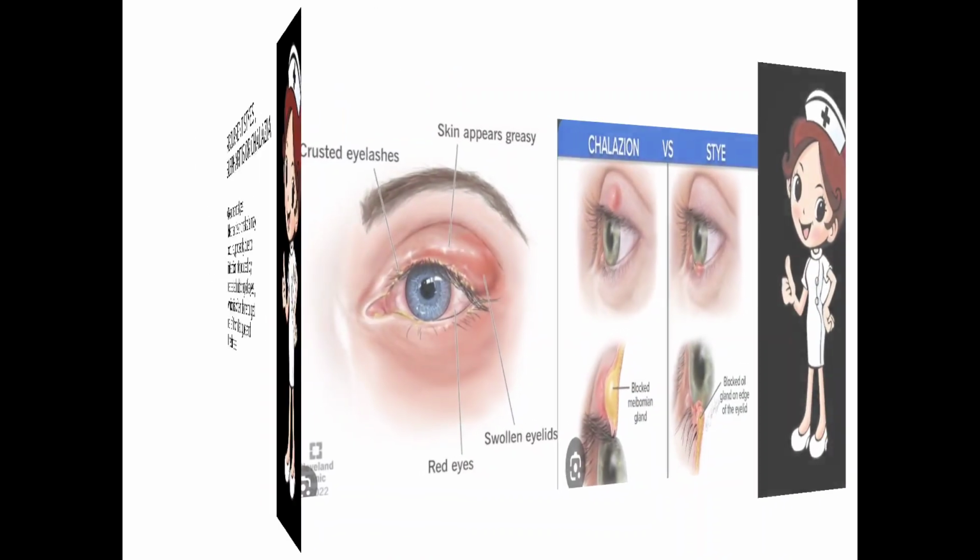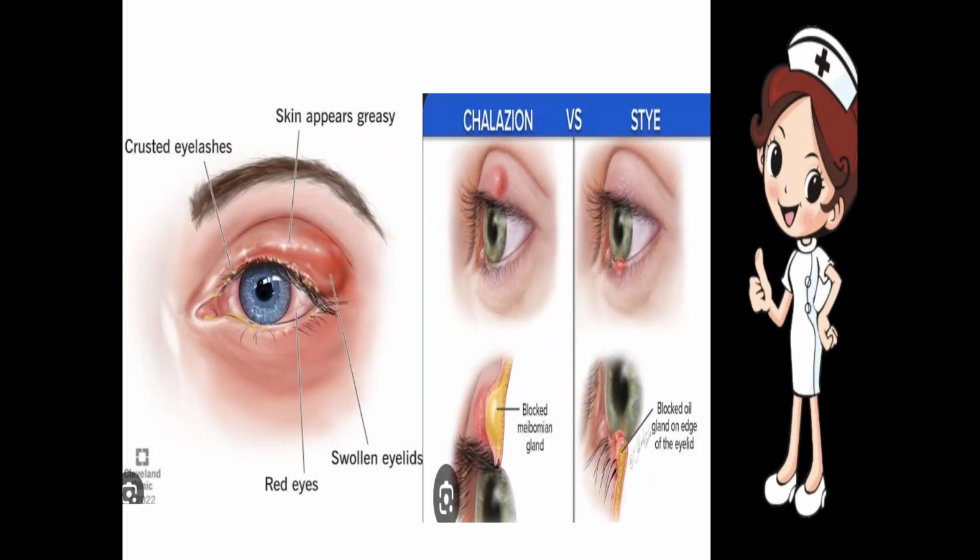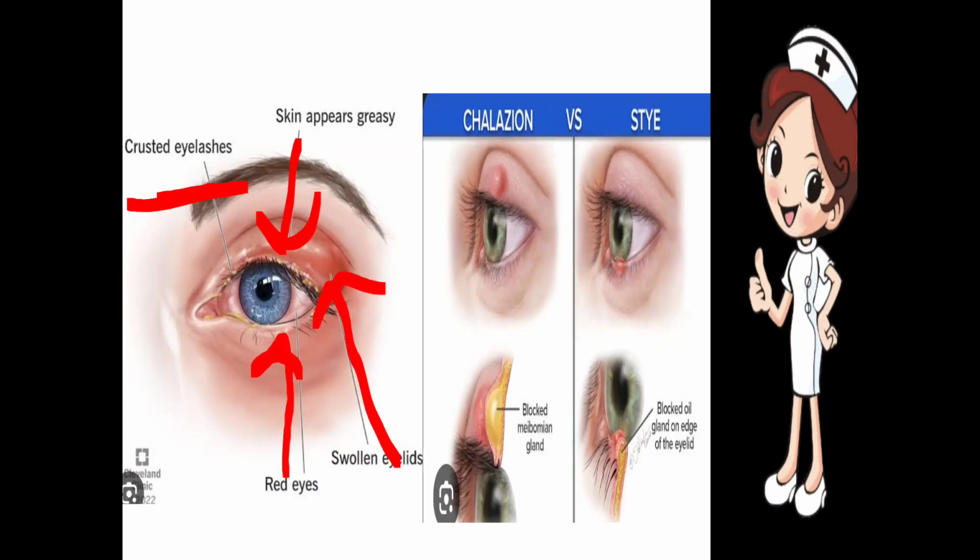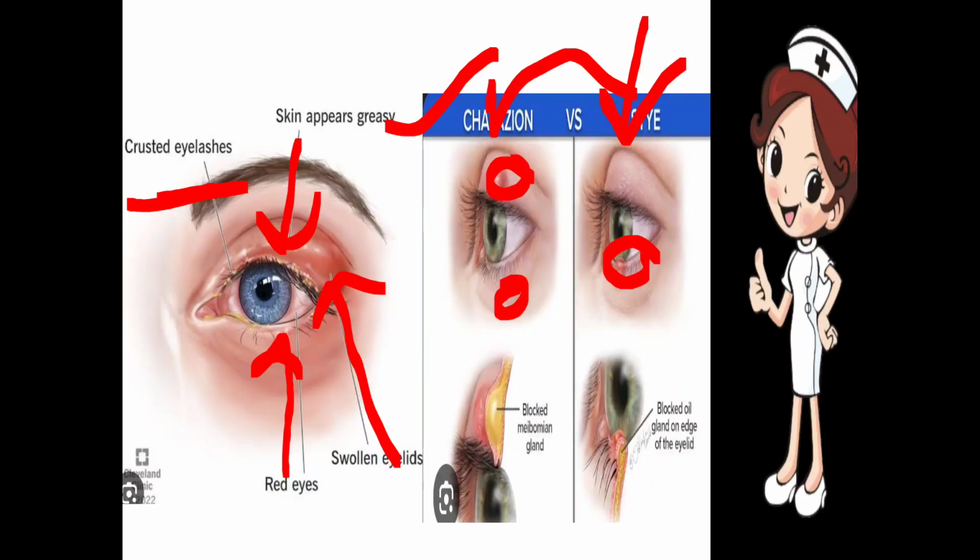Okay. Next one, this one is blepharitis. In case of blepharitis, there are crusted eyelashes, dandruff deposited on the eyelashes, skin appears greasy, swollen glands, and red eyes. These are the symptoms of blepharitis. Next one is the chalazion. A boil can be seen on the upper or the lower eyelid. And next one is the stye. Stye always emerges from the eyelashes. The difference between the chalazion and the stye is that the stye is always painful and the chalazion is painless. The stye gets converted into the chalazion.